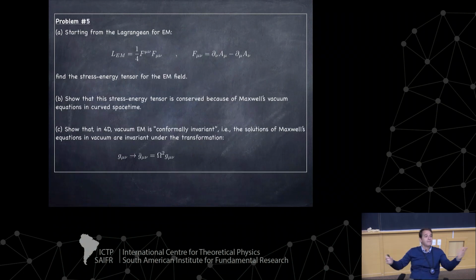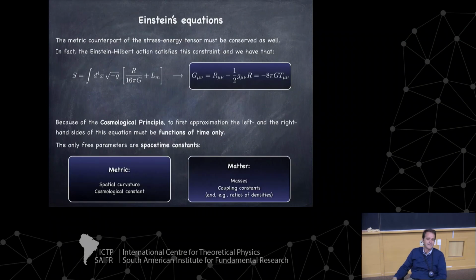And another problem, electromagnetism. Find Maxwell's equations. An interesting exercise also is that in 4 dimensions, vacuum electromagnetism is conformally invariant. Actually, it's a very general statement. Show that the equations in vacuum are invariant under these transformations. This is an interesting exercise to show that electromagnetism is conformally invariant. This also has an interesting impact on inflation theories, as to how you can make inflation with some fields but not others. So finally, Einstein's equations.